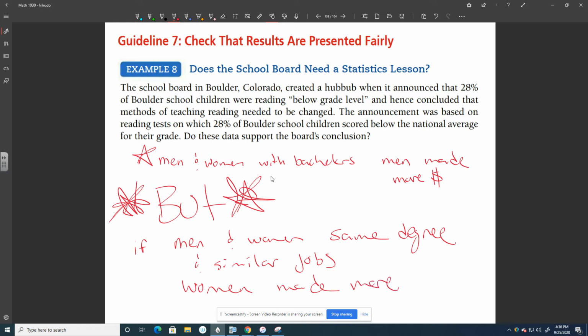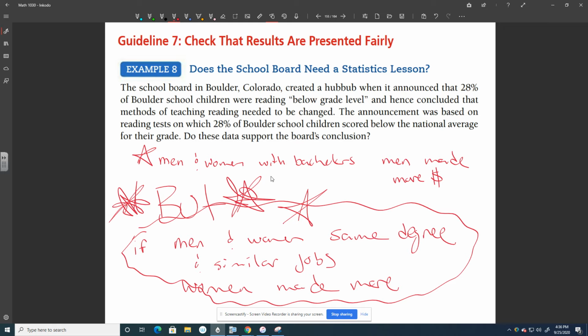So in the study itself, it acknowledged that men were making more on average than women with a bachelor's. But if you compared the same job, the same degree with each other, they actually noticed that women were making more on average than the men. And my issue with that is, even though the study itself acknowledged this fact right here, my teacher and my textbook was ignoring this and trying to argue this conclusion without mentioning anything else.